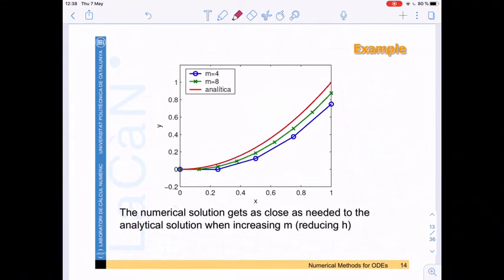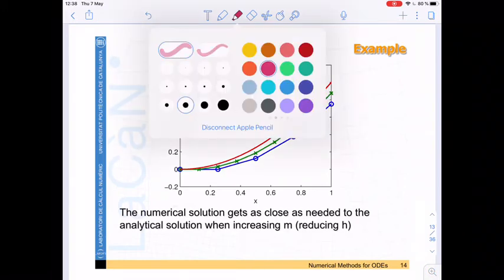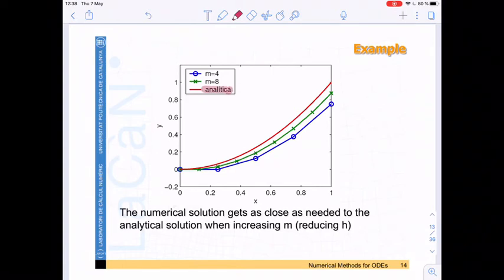In other words, Euler's method is convergent. The numerical solution gets more and more accurate as we increase the number m of subintervals, or in other words, as we reduce the step size h. Okay? We can see here the analytical solution in red, and this is the solution for 4 steps. This is the solution for 8 steps. Euler's polygonal lines converge to the analytical solution.